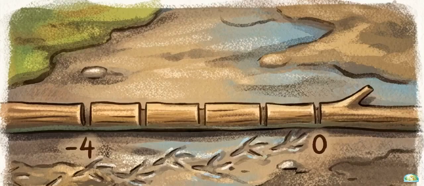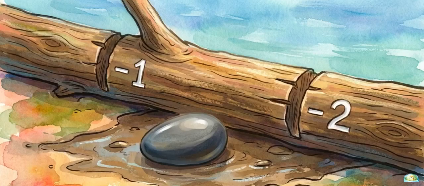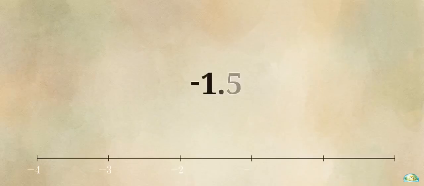A signed number is a two-part instruction. It provides a geographical direction and a measurable distance from our starting point. Sometimes a number lands between the markers. Let's look at how we place -1.5. Just like before, the negative sign tells us to head left from the origin.